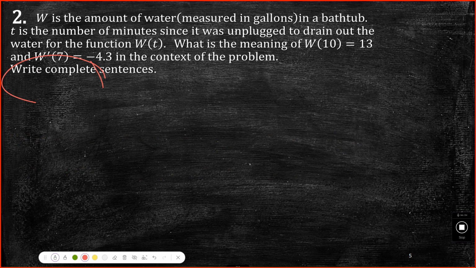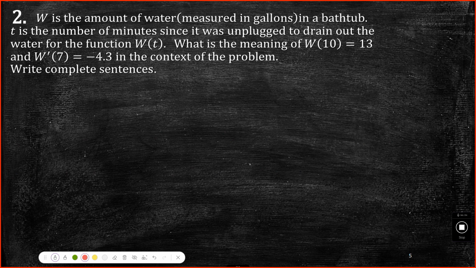Let's finish off with problem number 2. A word problem. W is the amount of water measured in gallons in a bathtub. T is the number of minutes since it was unplugged to drain out the water, for the function W of T. What is the meaning of W of 10 equals 13 and W prime of 7 equals negative 4.3 in the context of the problem? Write complete sentences.